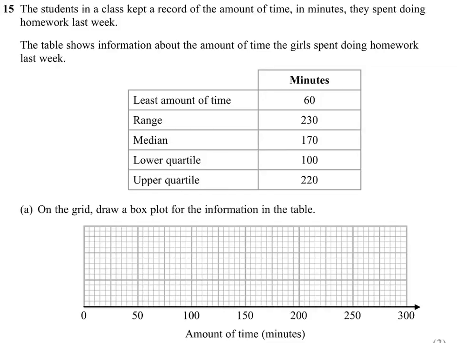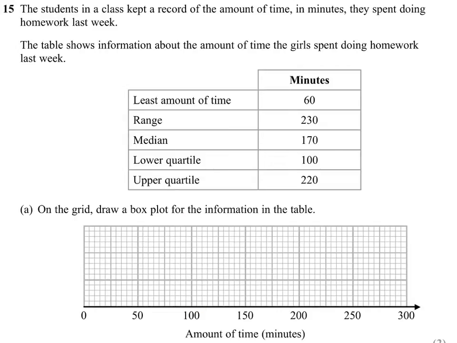So some of the stuff's straightforward and we can put in straight away. For example, we've got the lower quartile, the upper quartile, the median, and the least amount of time, and we'll add the range to the least amount of time, and you'll get the maximum amount of time. So as I said, we'll start in the centre with the median. Important to look at your scale and be absolutely sure what each square represents. We've got 10 squares for 50, so each little square is going to be worth 5.